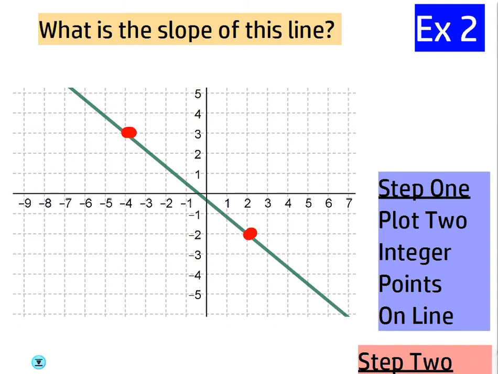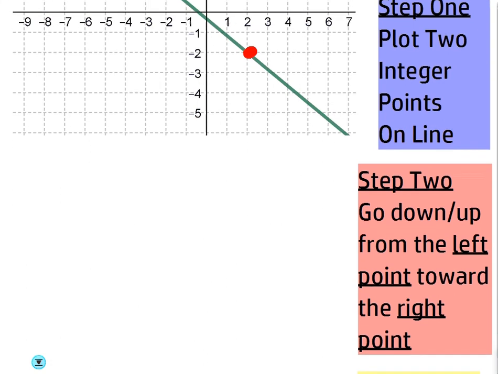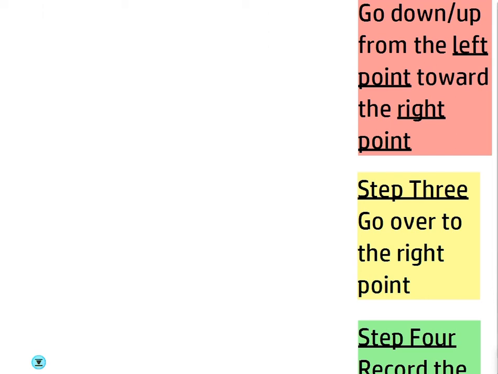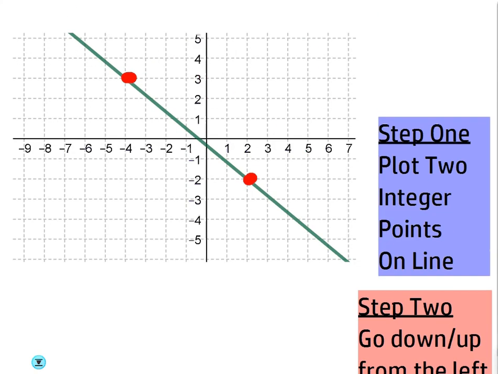So now that we know the steps, we're going to go up or down from left to right. So we're going to start at the left point, and then we're going to go over to the next point and record the slope. So this time I think we'll be able to count a little bit better. So we're going to start at the top point, go down 1, 2, 3, 4, 5. So we went down 5 units. So we can go ahead and record -5 right there. Okay? Pretty simple.